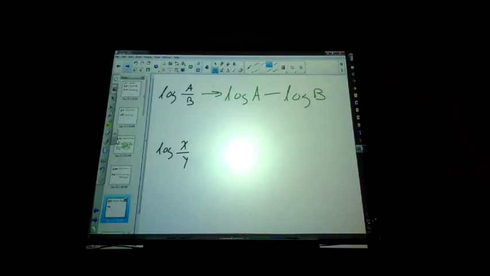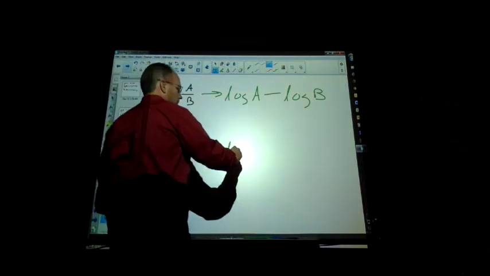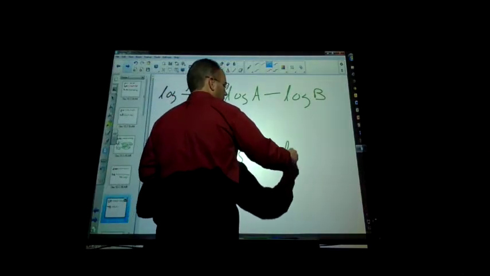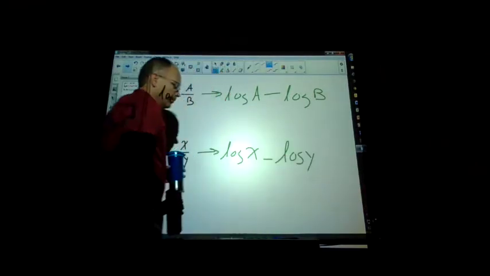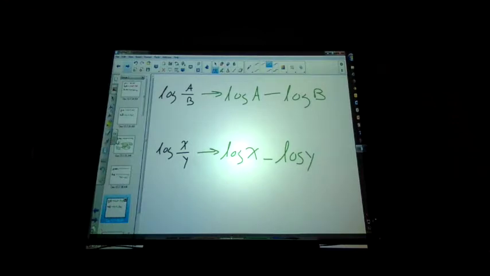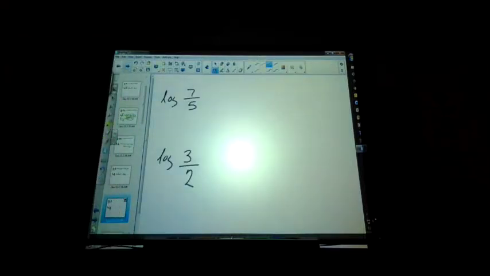Want to take a shot at the x over y? Log x minus log y. Pretty easy. Seem doable? Let's go a little further. Going back.